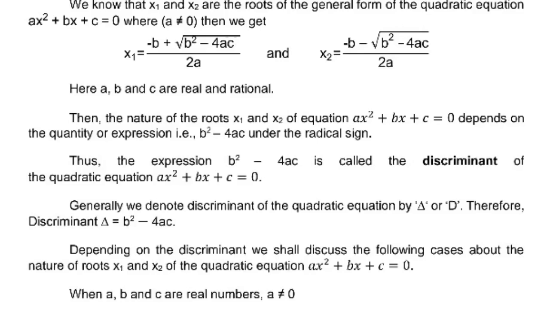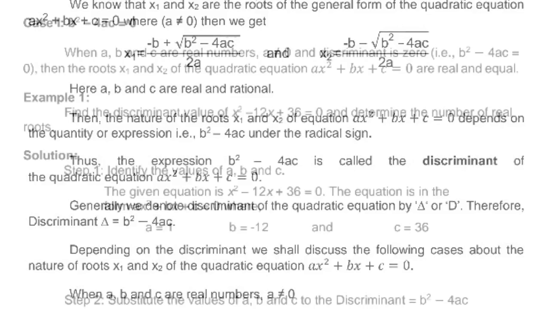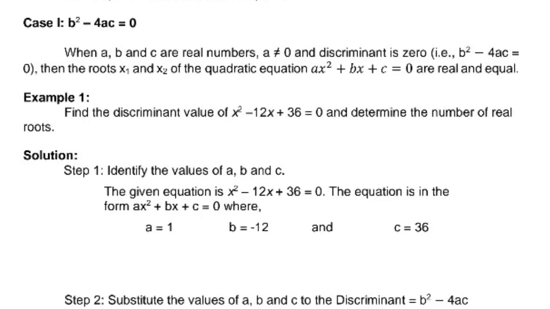Then, depending on the discriminant, we shall discuss the following cases about the nature of roots x sub 1 and x sub 2 of the quadratic equation ax squared plus bx plus c equals 0, when a, b, and c are real numbers and a is not equal to 0. Case 1, b squared minus 4ac equals 0. So when a, b, and c are real numbers, a is not equal to 0, and discriminant is 0, then the roots x sub 1 and x sub 2 of the quadratic equation ax squared plus bx plus c equals 0 are real and equal.